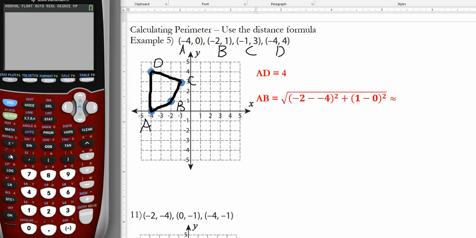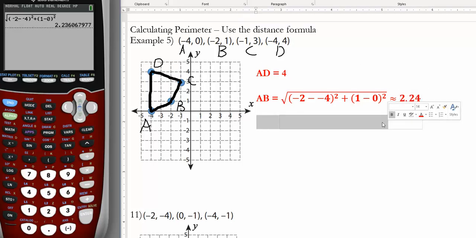And per what we've been doing, we're doing square roots of all of that again, as we've been doing. And we come up with our answer, and as it rounds off, 2.24. And this is where I'm going to fast track this one.